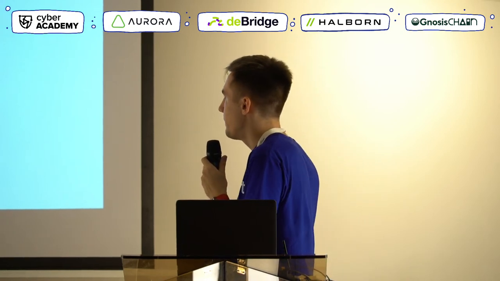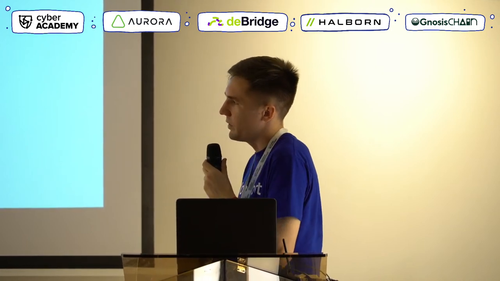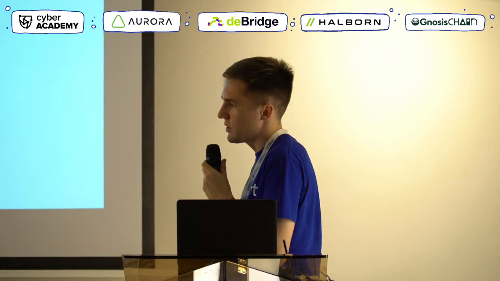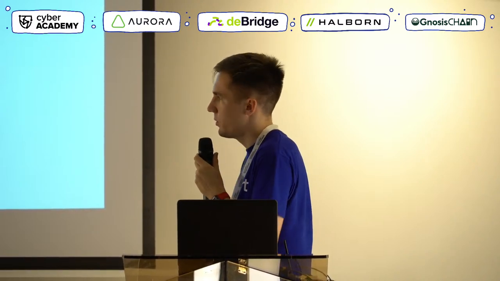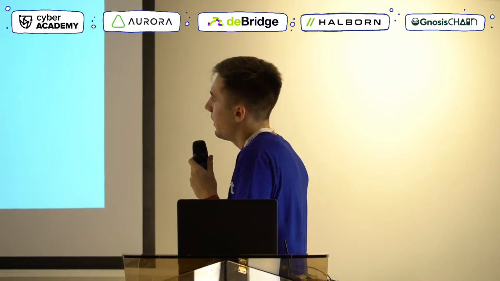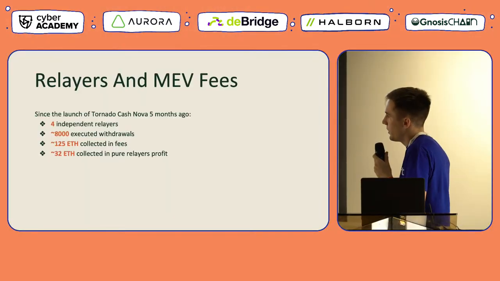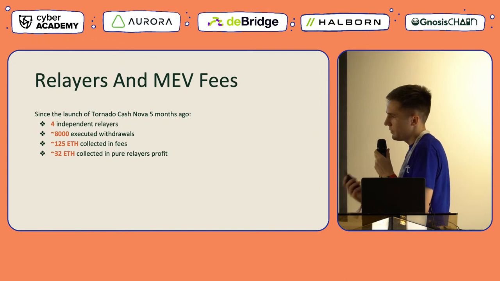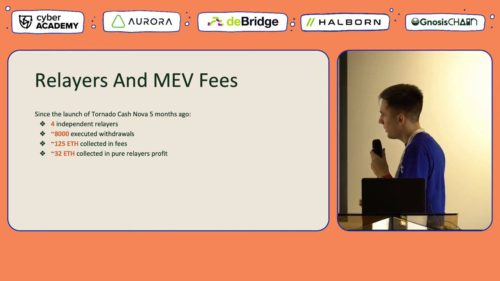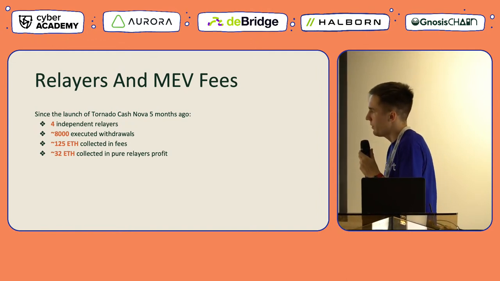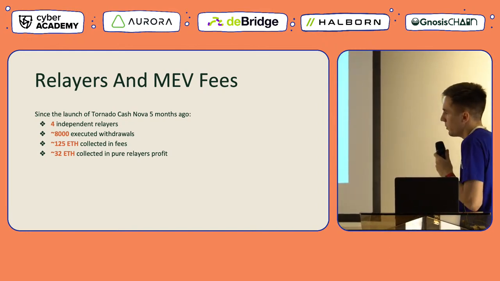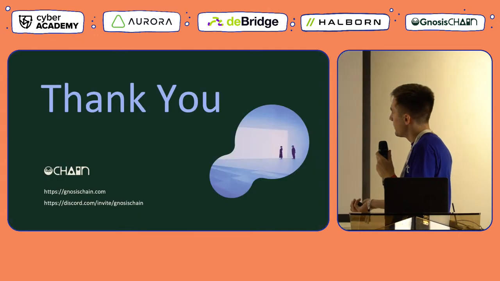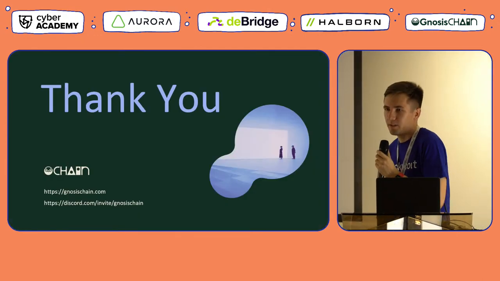If you look at some particular numbers we achieved at Gnosis Chain OmniBridge with this integration, since its launch 5 months ago, we have seen 4 independent relayers operating on those bundles. They have already processed around 8,000 withdrawals from the Tornado Cash Nova, which collected in total 125 ETH in fees, and 32 ETH of those 125 were collected as pure relayer profit, which is a nice number. So that's it. Thank you.